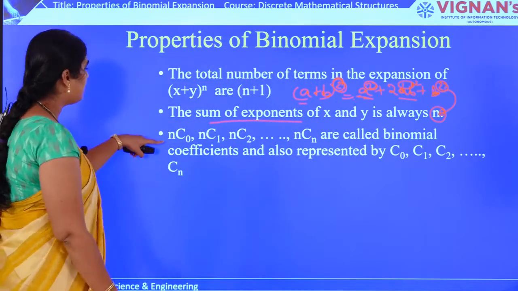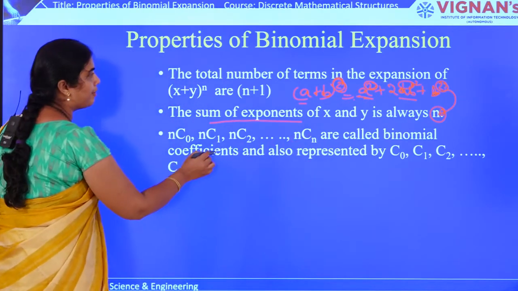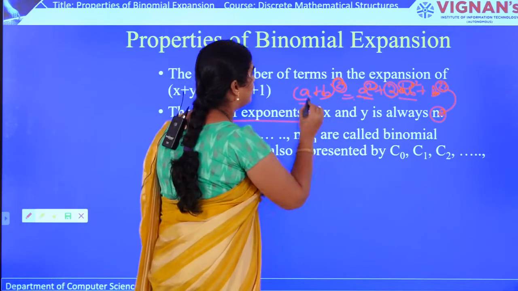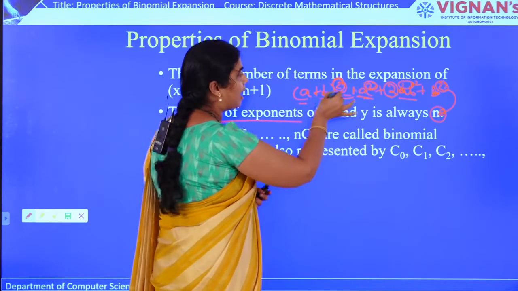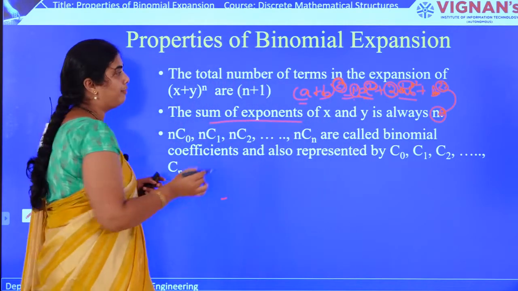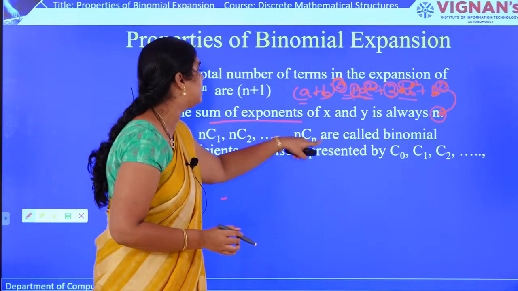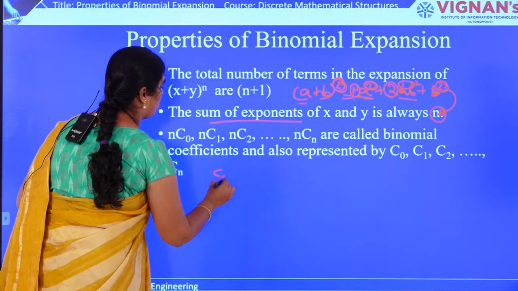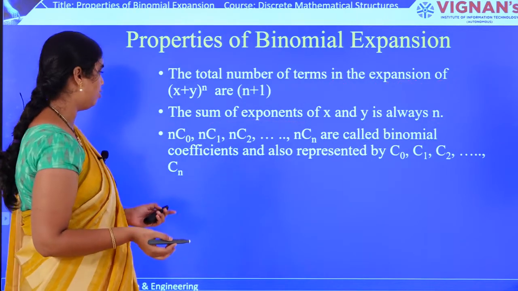Next, nC0, nC1, nC2 are called the binomial coefficients. Here this 2 is called the binomial coefficient. Here it is 1, actually 1 into a square, which we can also pronounce as a square. Here this 1 is called the binomial coefficient. Okay? This nC0, nC1, nC2 and so on up to nCn are called the binomial coefficients, and they can also be represented as C0, C1. Instead of nC0, nC1, they can be represented as C0 and C1 also.